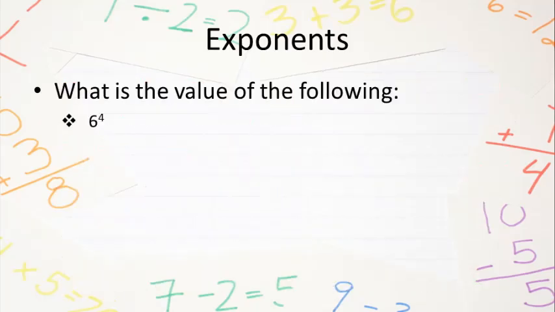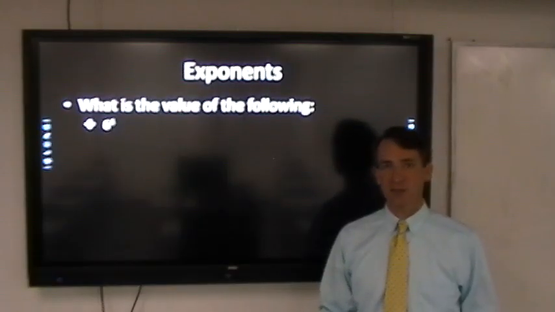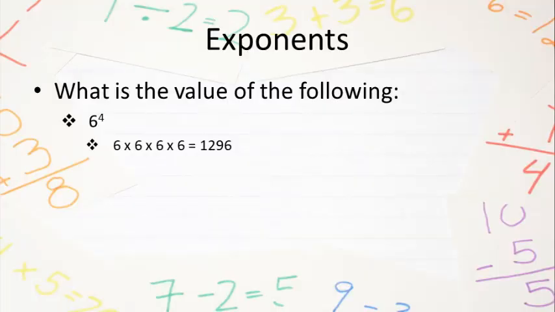So what is the value of something like 6 to the 4th power? Well, that 4 indicates how many times the base of 6 is used as a factor. In this case, 4 times. So I need to multiply 6 times 6 times 6 times 6. 6 to the 4th power is 1296.